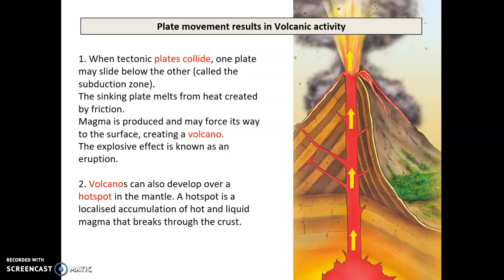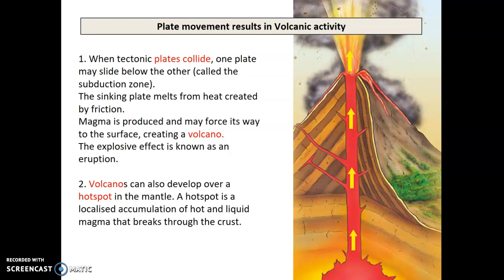Basically, there are two places where you get volcanoes. The first one is where tectonic plates collide. And that's where one plate may slide below the other, called the subduction zone. You have learned in previous lessons that the Earth's crust is made from several plates and that the plates move around, driven by the convection current in the mantle.